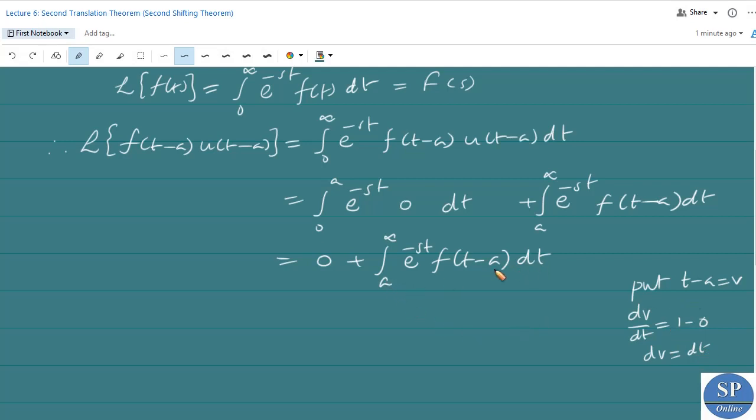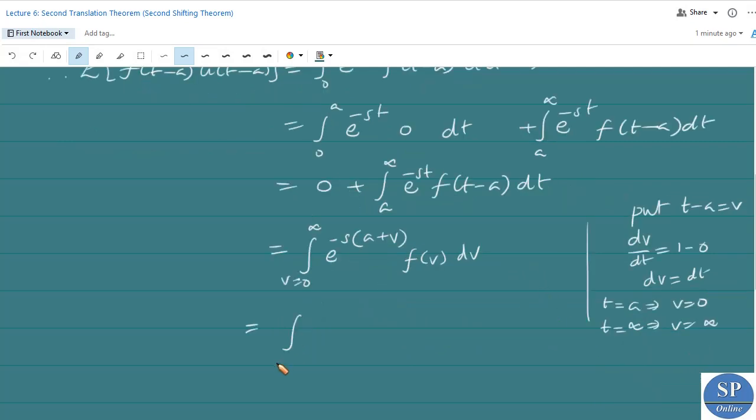Also, t varies from a to infinity, so t equal to a implies v equal to a minus a, that is 0, and t equal to infinity implies v equal to infinity minus a, that is infinity. So we can replace the integral, which is t from a to infinity, with v from 0 to infinity. So v equal to 0 to infinity, e power minus s into t can be replaced by a plus v, that is e power minus s into a plus v, f of t minus a is f of v, and dt can be replaced by dv.